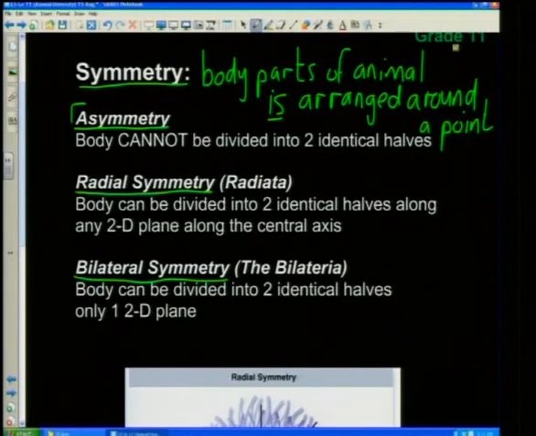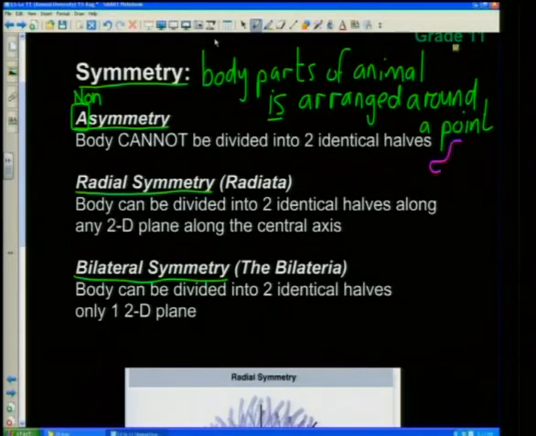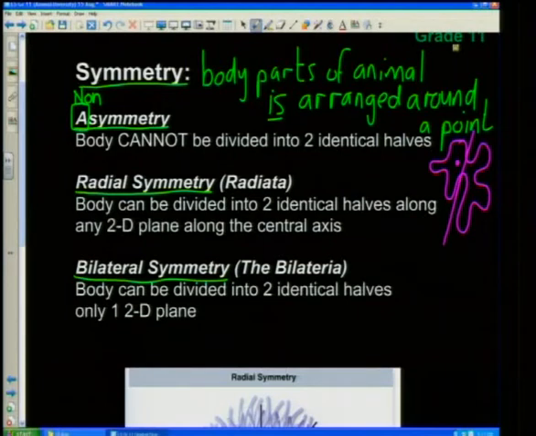Asymmetry, always when you see that letter A, that actually means none. So that means there's no symmetry. I'm going to use an example of an animal you studied this year. If you can remember the little amoeba, a unicellular animal, remember? It's got all these little pseudopodia or false feet. Now if you have to cut that animal into 2 halves, you can't. There are not 2 similar halves. So this animal is asymmetrical.